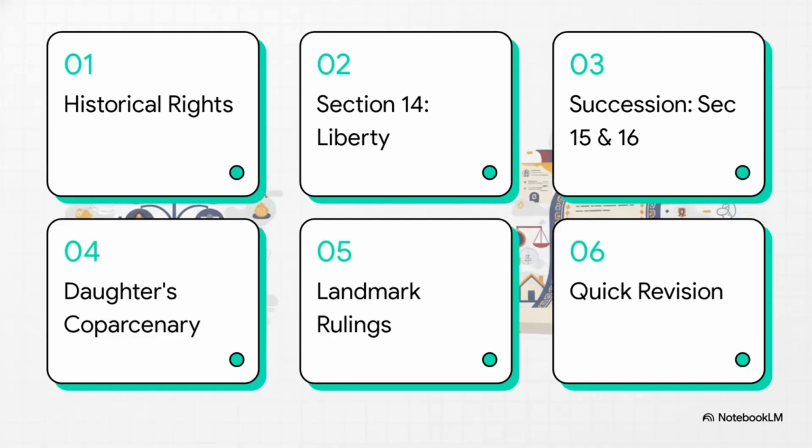So, here's our game plan. We've broken down our analysis into 6 main parts. We'll kick things off with the historical background, then we'll get into the real game changer, Section 14. From there, we'll unravel the rules of succession, look at the daughter's rights, review some critical court cases, and wrap it all up with a quick revision to get you ready for any exams.